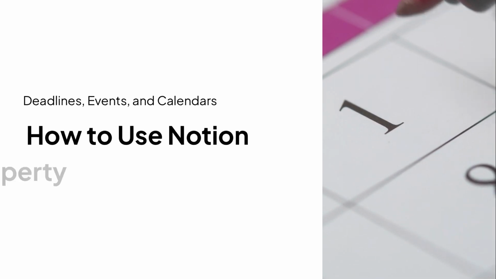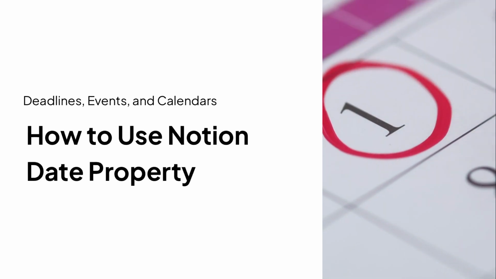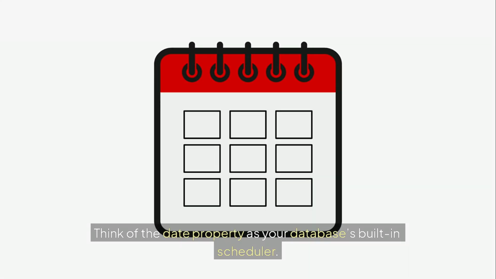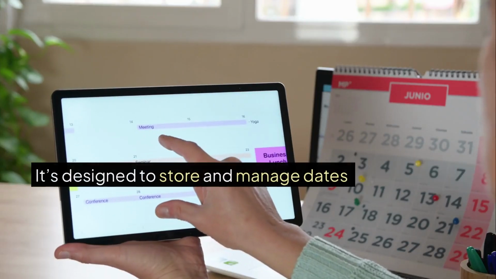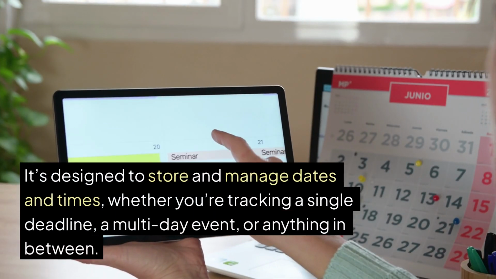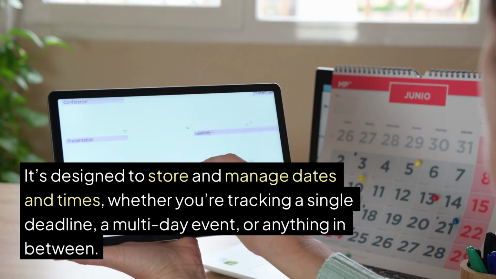In today's video, I'm going to teach you how to use the Notion date property for deadlines, events, and calendars. Think of the date property as your database's built-in scheduler. It's designed to store and manage dates and times, whether you're tracking a single deadline, a multi-day event, or anything in between.